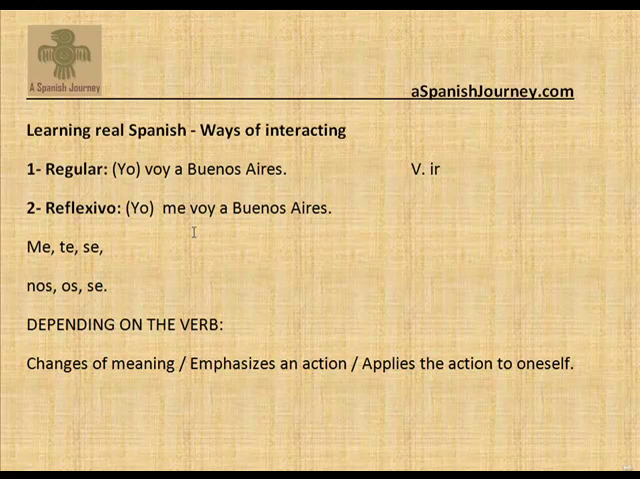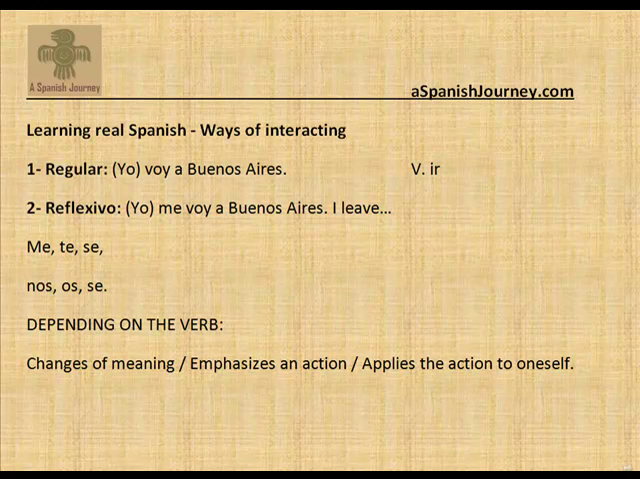What I'm doing here, because I'm using the verb ir, remember that this changes depending on the verb, okay? It will change the meaning of the verb in this case. It doesn't emphasize the action, and I'm not applying the action to me. What it does when I use reflexive pronoun with the verb ir, it changes the meaning. Instead of saying now I go to Buenos Aires, what I'm saying here is I leave for Buenos Aires, if you want to translate it.